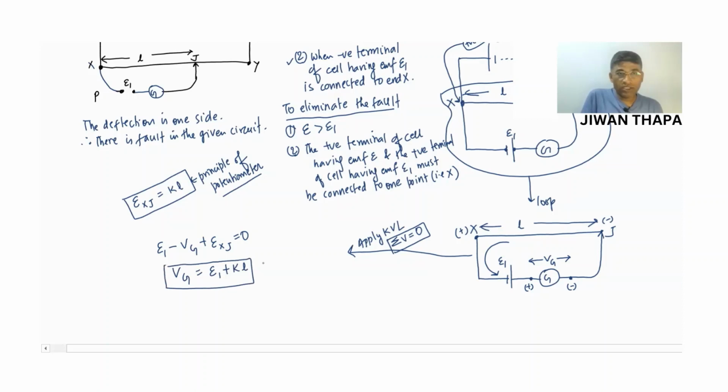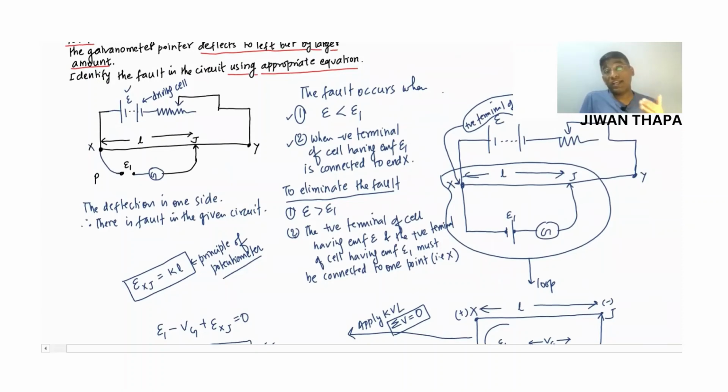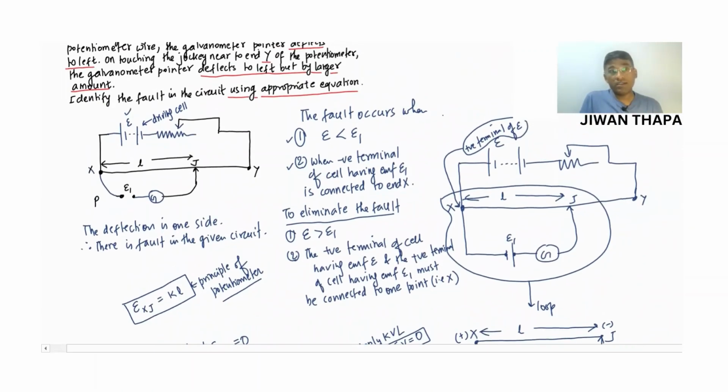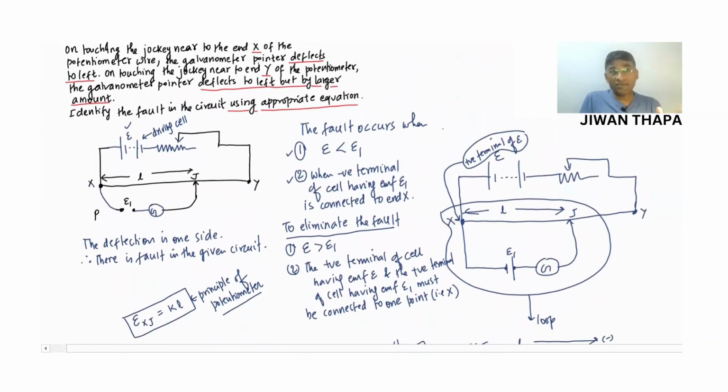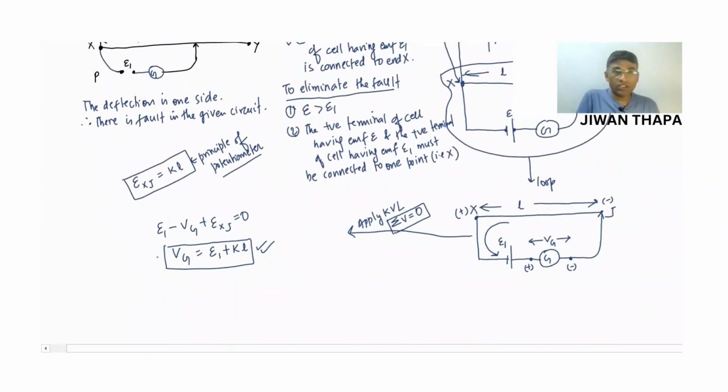Now we use this equation to explain why we are getting one side deflection, and when we put jockey near end X, we get smaller deflection towards left side, and when we put jockey near end Y, we get larger deflection towards left. Now what we find from this equation, so this is the required equation I'm writing, this is the required equation. So we have this.